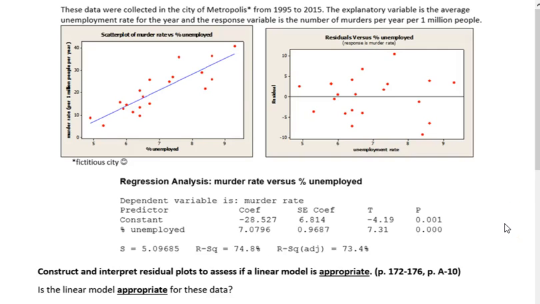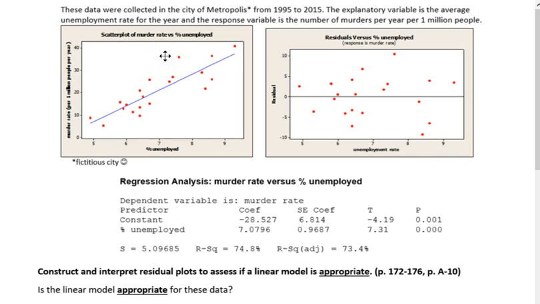Continuing with our 3.2 notes, these data were collected in the city of Metropolis from 1995 to 2015. Notice the little asterisk which says fictitious city. So some reasonable data, but not really true. The explanatory variable is the average unemployment rate for the year, and the response variable is the number of murders per year per 1 million people. So each data point would represent the percent of unemployment for that year matched up with the murder rate.